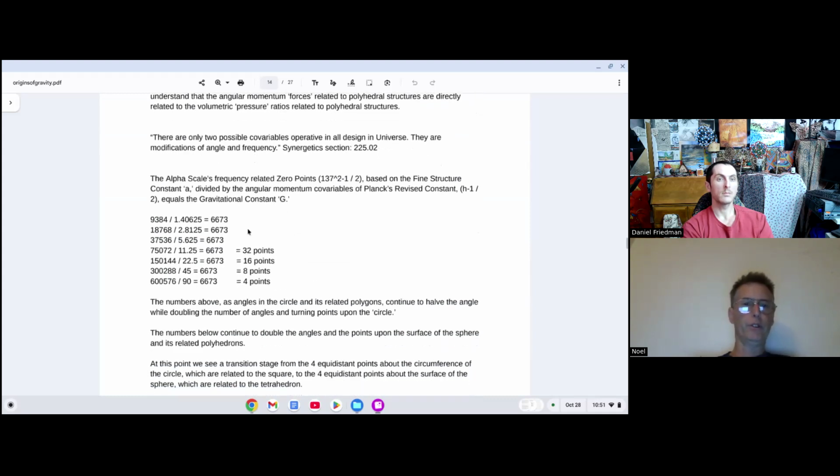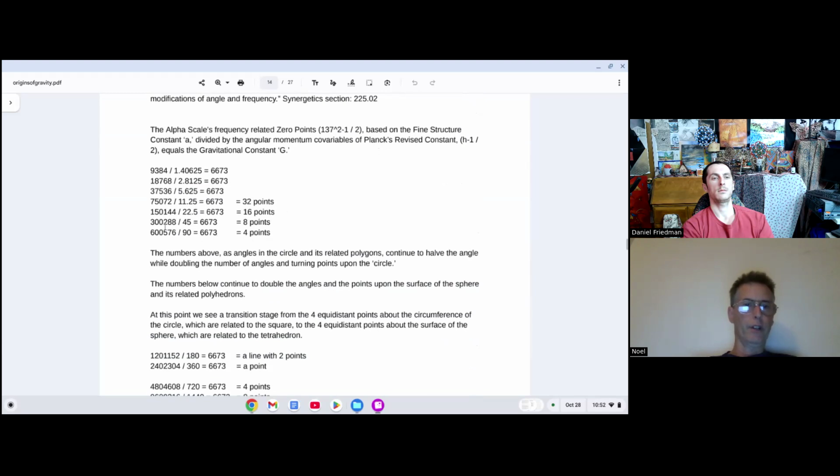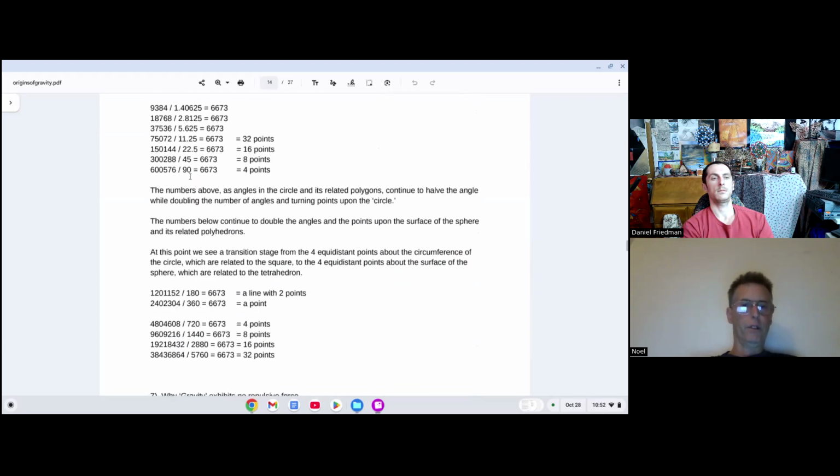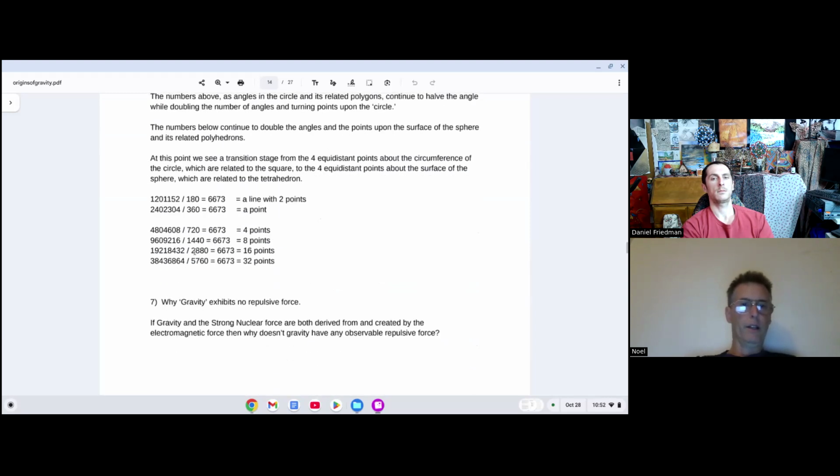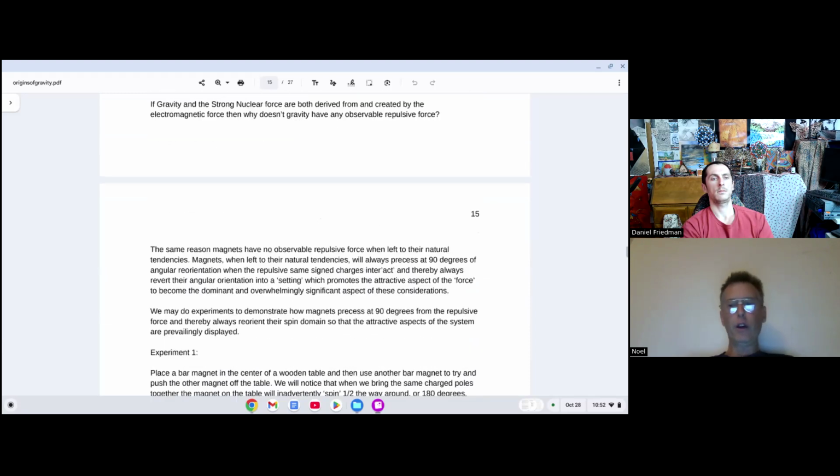So when we use the 0 points of the alpha scale and Planck's revised constant, notice the 90, the 45, etc. These continue to double, and we continue to get 6673, which is a gravitational constant. Let's talk for laymen right now.